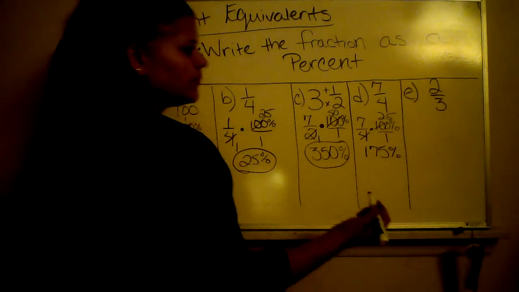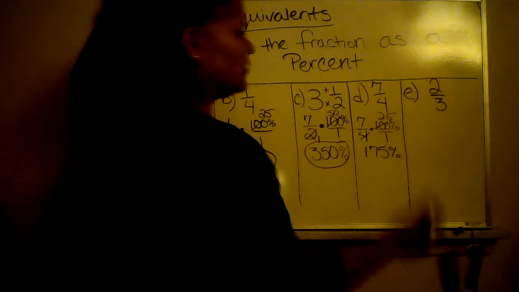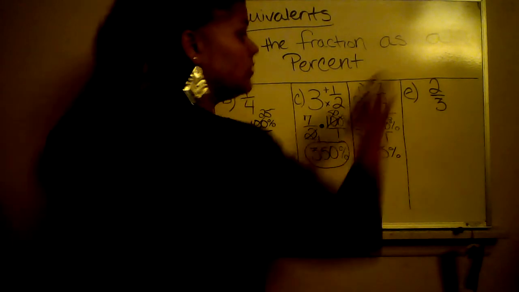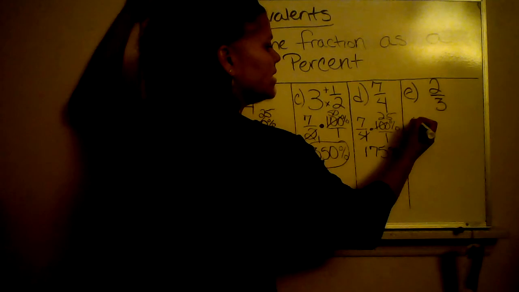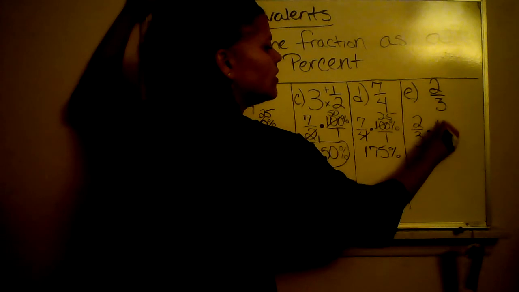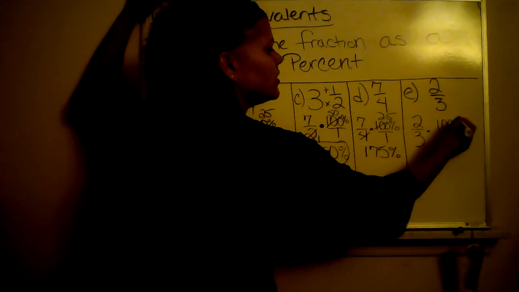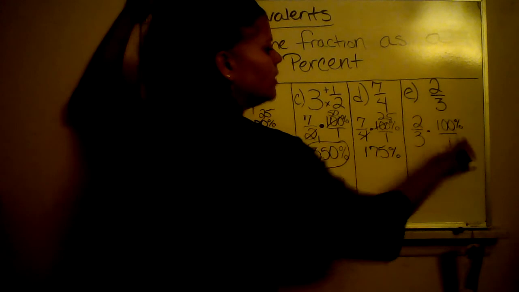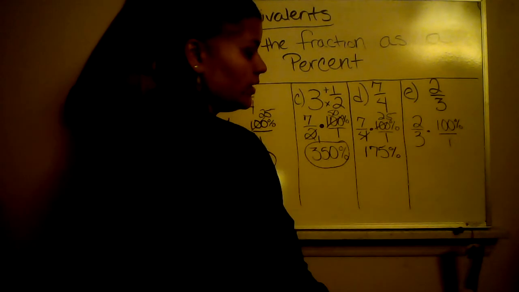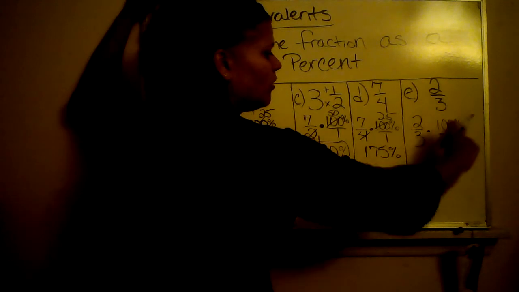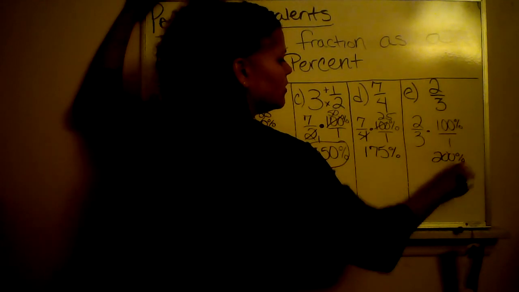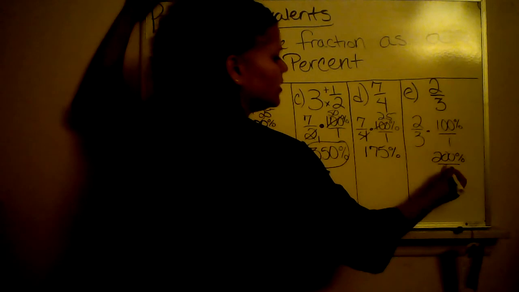There we go. So now this last one. This one might be a little bit of a doozy, but you'll get through it. Okay, 2/3. Now we take the same process, 2 over 3 times 100% over 1. So now notice that 3 can't go into 100 evenly. So what we do is just multiply across. So we end up with 200% divided by 3 times 1 is 3.